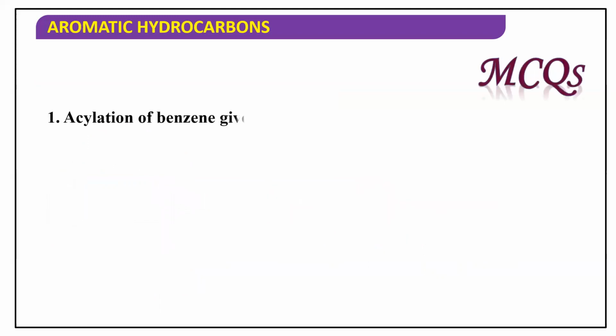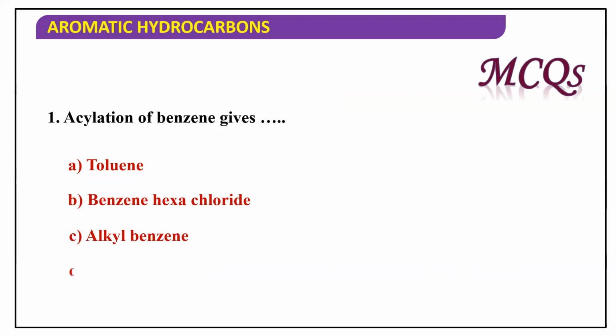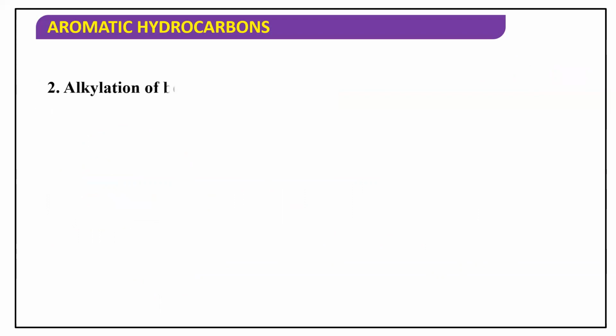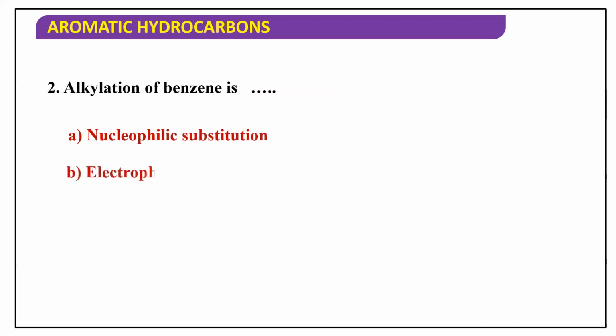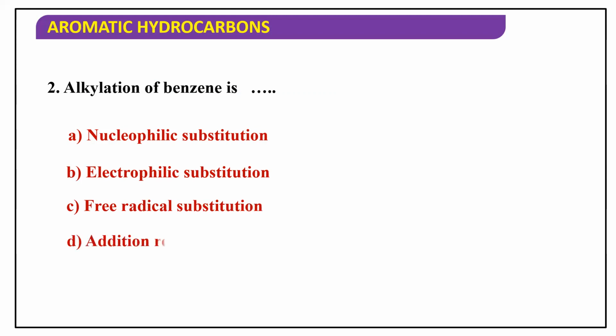Let's look at a few MCQs. Acylation of benzene gives toluene, benzene hexachloride, alkyl benzene, or acetophenone. So acylation of benzene will give us acetophenone. Alkylation of benzene is nucleophilic substitution, electrophilic substitution, free radical substitution, or addition reaction. It is an electrophilic substitution reaction.